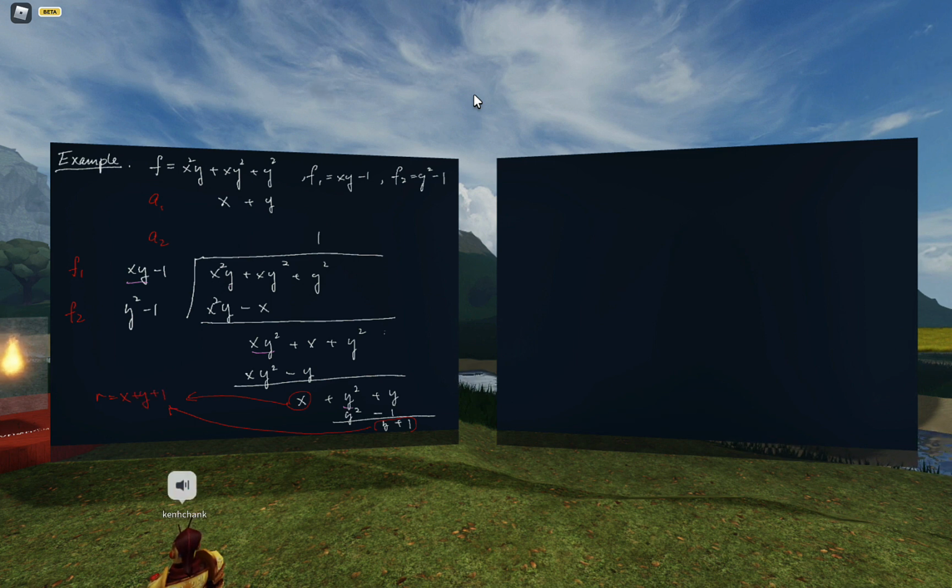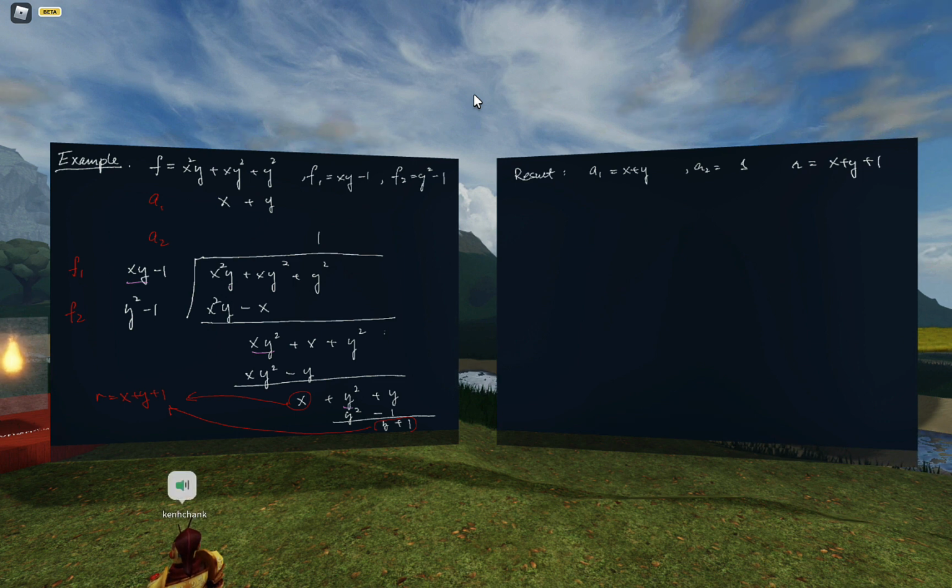And so after these calculations, what we get is the result that a1 is going to be x plus y, a2 is equal to 1, and r is equal to x plus y plus 1.